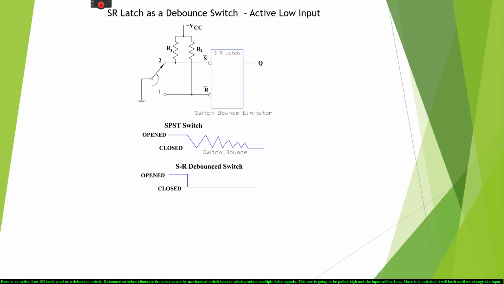Here is an active low SR latch used as a debounce switch. Debounce switches eliminate the noise caused by mechanical switch bounce, which produces multiple false signals. This one is going to be pulled high and the input will be a low. Once it is switched, it will latch until we change the input.